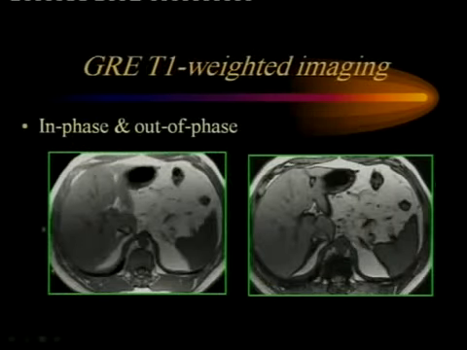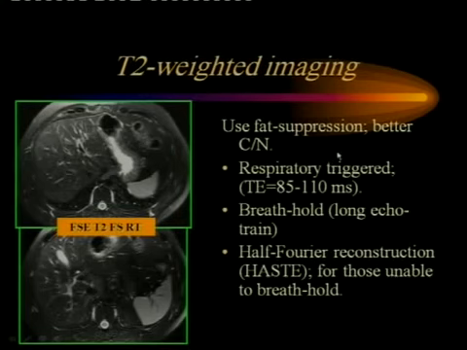which is extremely important. So the in-phase and out-of-phase imaging, as I mentioned. The T2, you need to use fat suppression. This improves your contrast to noise. It can be done with respiratory triggering or navigation, or with breath holding, as I said, or the single shot or half Fourier reconstruction.